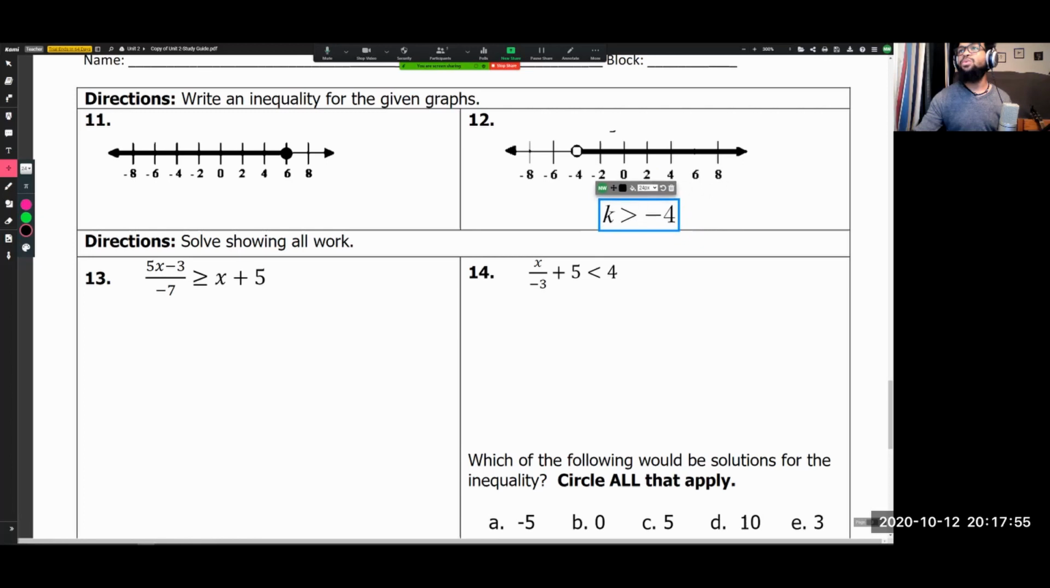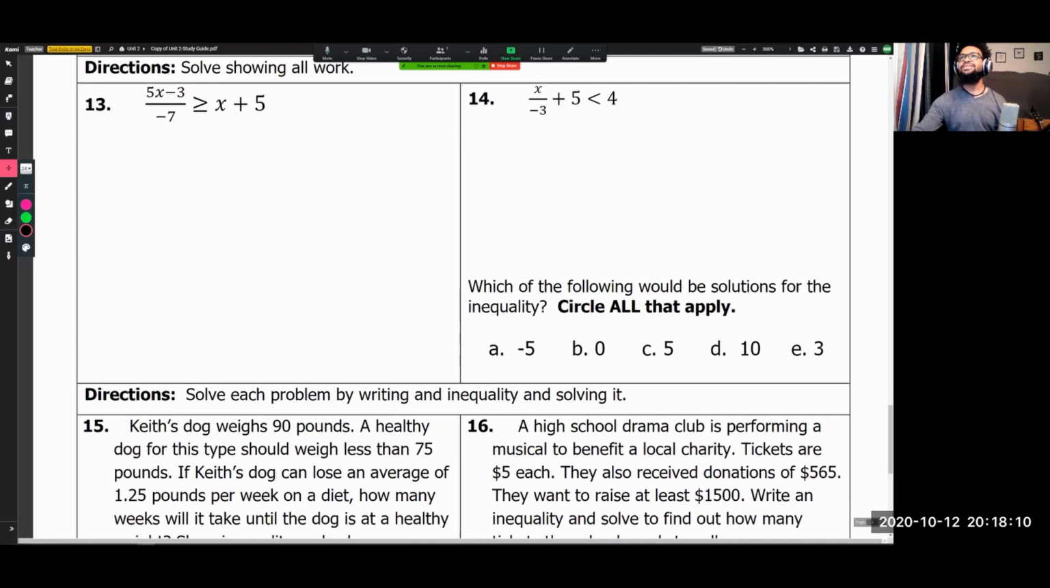We look at whether it's open or closed. I like to figure that out, where it's starting, whether it's open or closed. It's starting at negative 4. I got that here. It's open. And then all of our answer choices are greater than negative 4. All right, let's look at number 14.